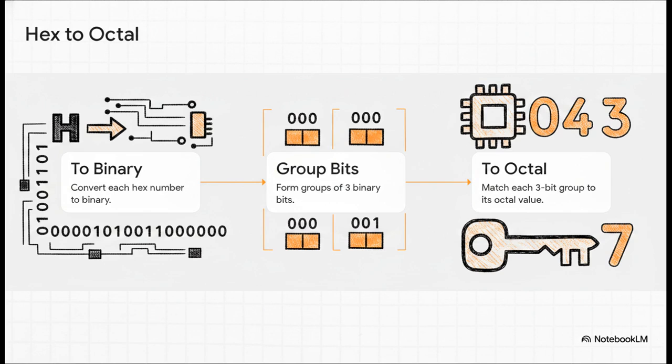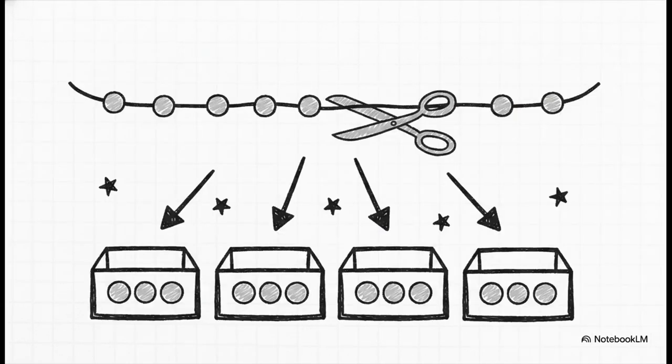Think of it like taking items out of one giant box and repacking them tightly into smaller, specific-sized boxes of 3. Then, step 3, we just match each 3-bit group to its octal equivalent, using our master key. The crucial takeaway here is how this shift in grouping just magically yields our base 8 translation.